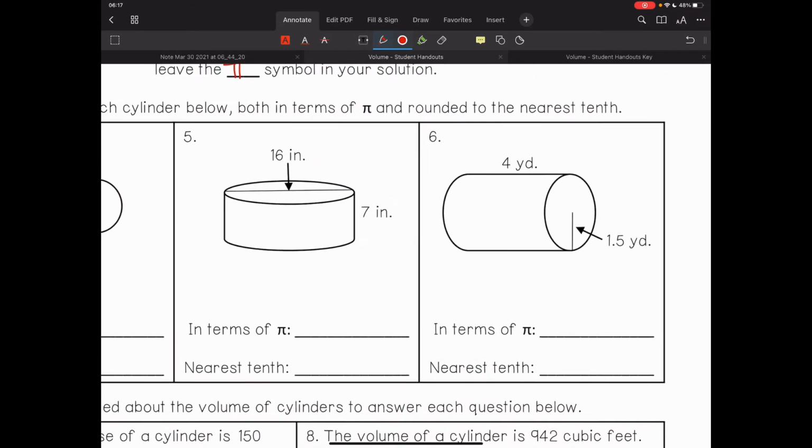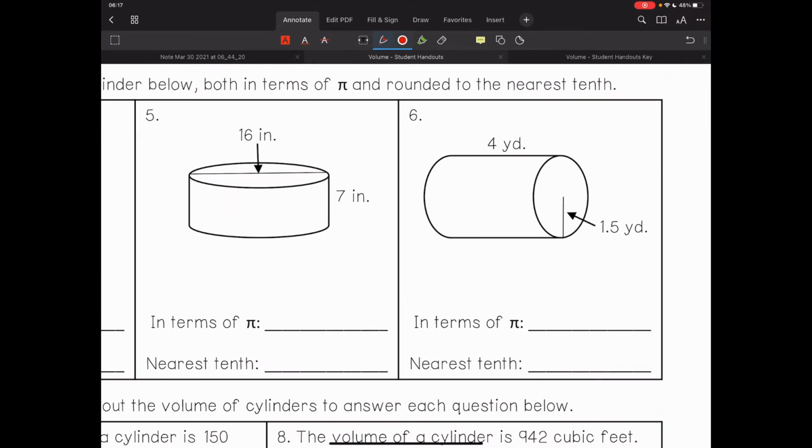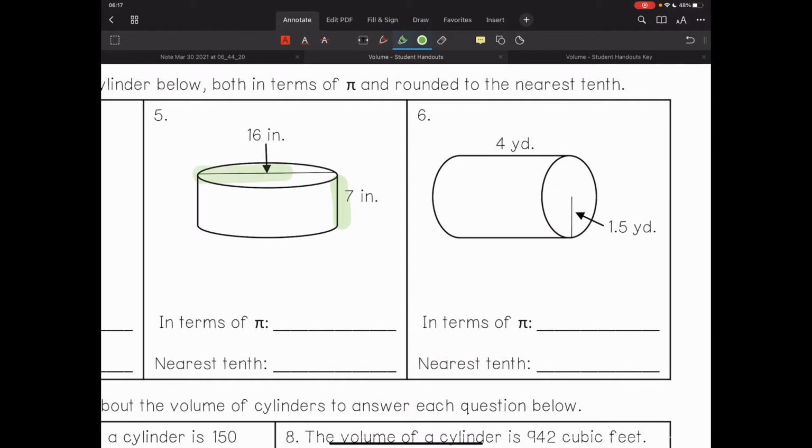So let's look at number 5. Looking at the circle, here's the height. It's the distance between the two bases. And again, we have a diameter here, and we need the radius. So in this case, the radius is 8. So we're going to put these values into the formula. Notice how I've kept the pi symbol there.